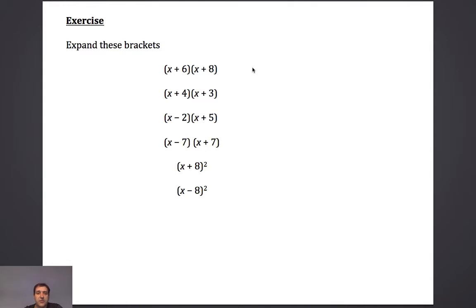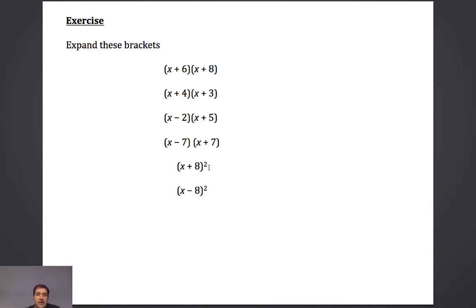The first one, you should have got x squared plus 14x plus 48. The second one, x squared plus 7x plus 12. The third one, x squared plus 3x minus 10. The fourth one, x squared minus 49. That's quite an interesting one because you get a 7x and a minus 7x and they cancel each other out.